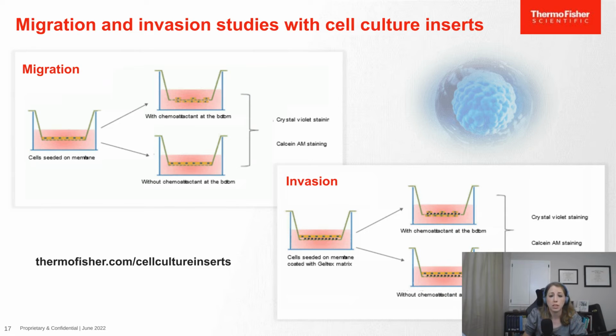If the cells are invasive or metastatic, they will migrate through the pores to the underside of the membrane, where the number of migratory cells can be counted. For invasion experiments, the setup is identical, but before the cells are seated onto the porous membrane, the membrane is first coated in a basement membrane extract like Geltrex. This adds yet another barrier that invasive or metastatic cells must cross to reach the chemoattractant on the other side of the membrane.